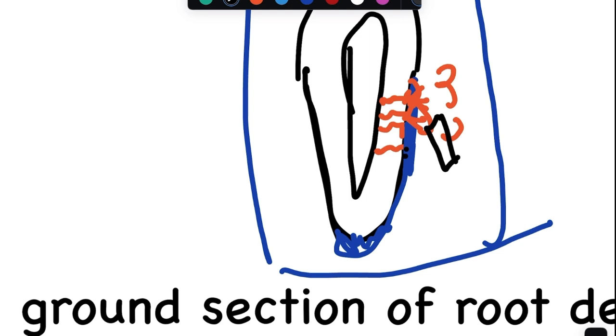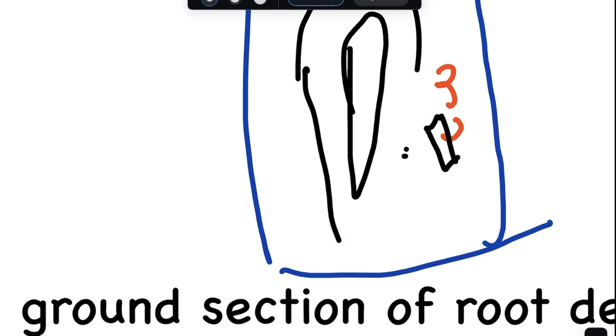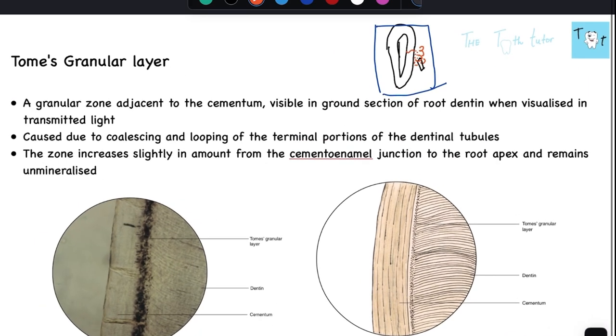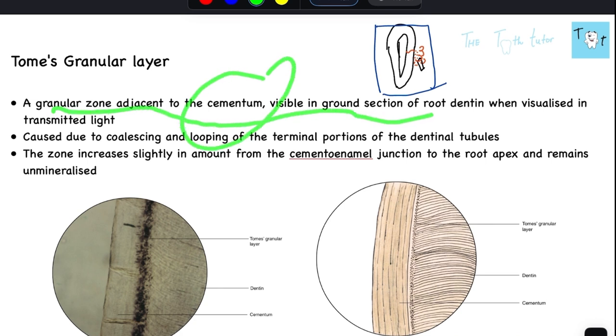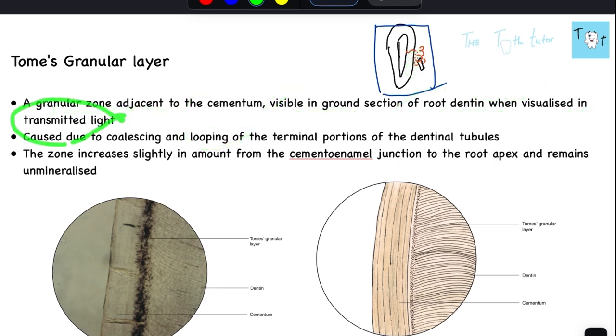So there are many dots like that present at the cemento-enamel junction. Sorry, cementodentinal junction. This is my tooth, and you would see this granular layer because of the looping of dentinal tubules. So I would see many such dots. Maybe they were coming out like this, but they got cut because of the formation of the cross section. So what are they? It is a granular zone adjacent to the cementum over here, visible in ground section of root dentin when visualized under transmitted light. So it can only be seen in transmitted light.